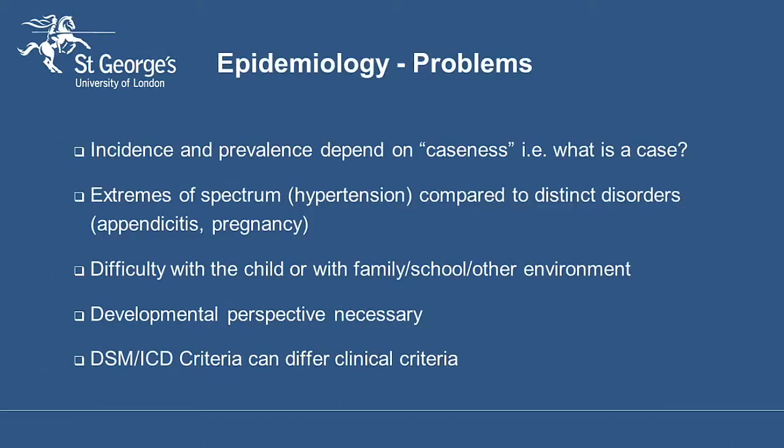We're talking about a spectrum of disorders, for example, in hypertension, as compared to a distinct disorder. You're either pregnant or you're not. It's also difficult to determine whether or not the difficulty lies within the child or within the psychosocial environment that the child lives in. A developmental perspective is necessary. What may be normal for a 15-year-old isn't necessarily normal for a 5-year-old. And the 2 formal diagnostic systems we use in psychiatry or mental health, the DSM or the ICD-10, can have criteria that differ, meaning you can meet the criteria in one classification and not in others.